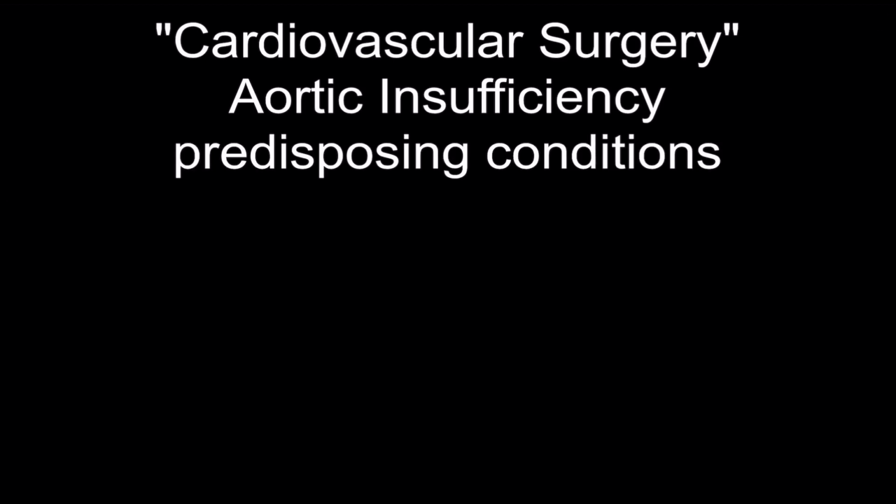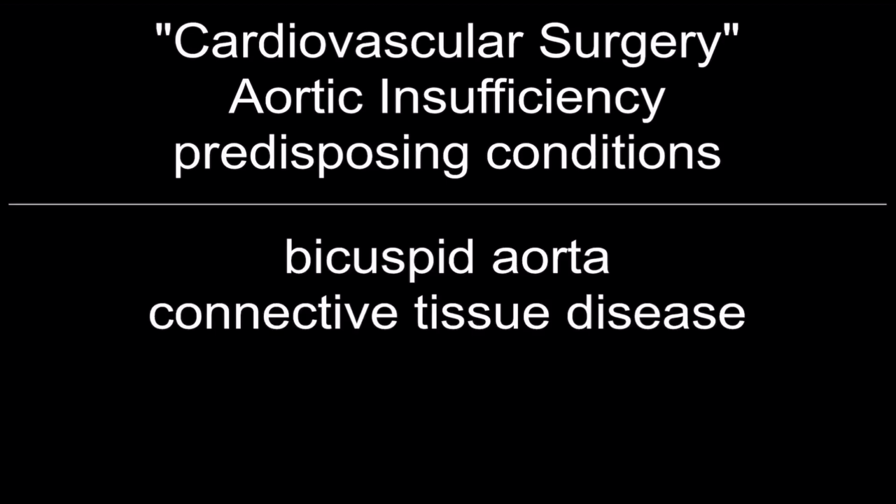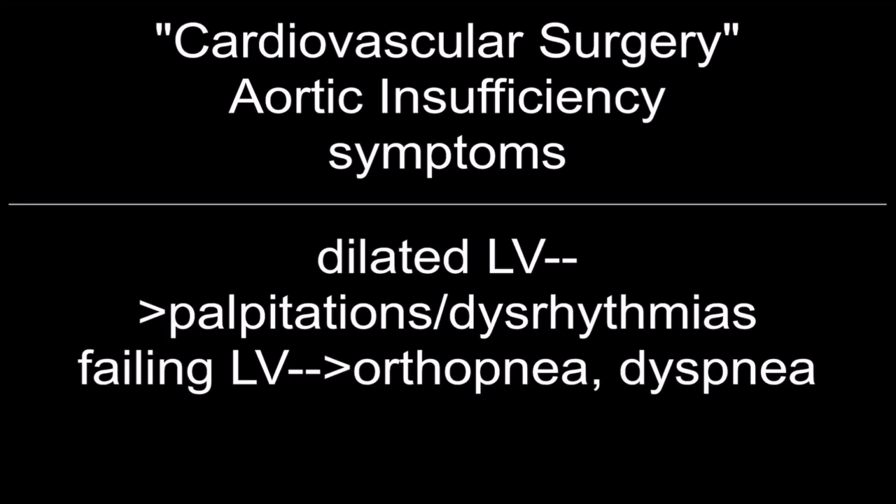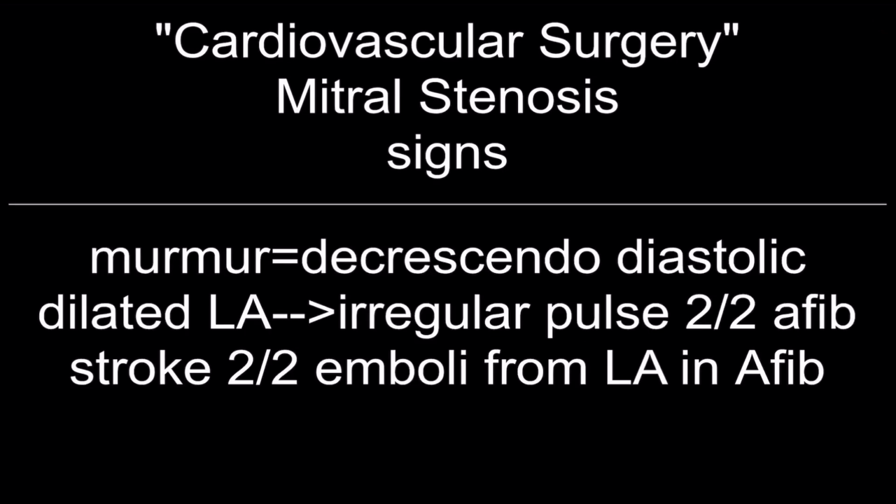Aortic insufficiency, predisposing conditions: bicuspid aorta and connective tissue disease. Symptoms: dilated left ventricle, palpitations, dysrhythmias, failing left ventricle leading to orthopnea and dyspnea. Mitral stenosis signs: murmur, decrescendo diastolic, dilated left atrium leading to irregular pulse 2/2 AFib, stroke 2/2 emboli from the left atrium in AFib.